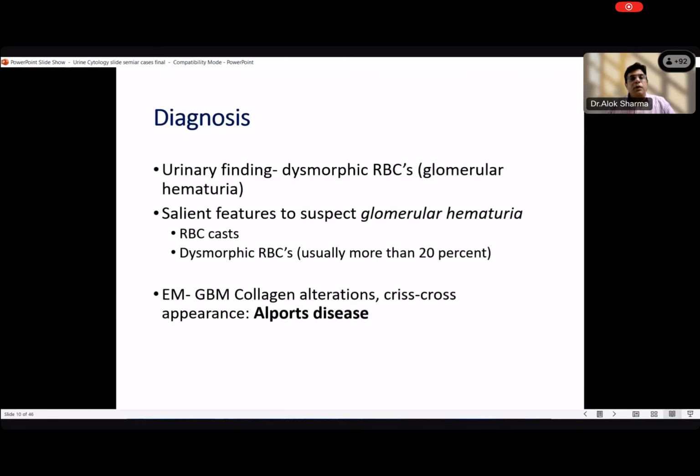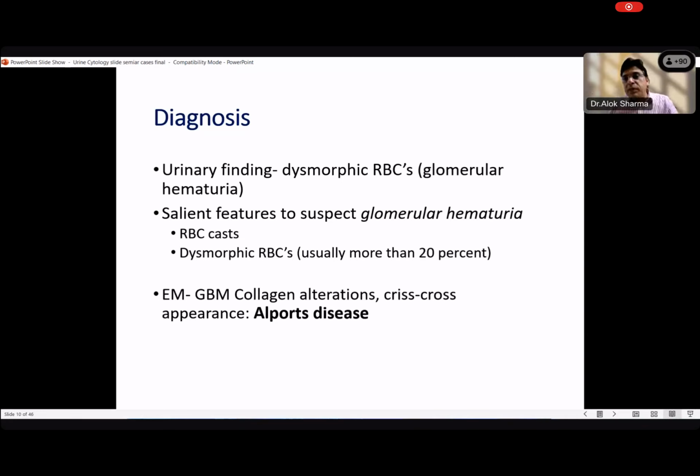So what was there? You're finding dysmorphic RBCs, glomerular hematuria. EM is showing GBM collagen abnormalities. So that is what this child has got: Alport's disease. This is how you come to a diagnosis in a case of hematuria with dysmorphic RBCs. Form a differential diagnosis, do urine examination. If biopsy is available, you look at the biopsy, exclude any proliferation, exclude any immune deposits, and with electron microscopy you will be able to see any structural abnormalities in the glomerulus. Okay, a case of Alport's disease.